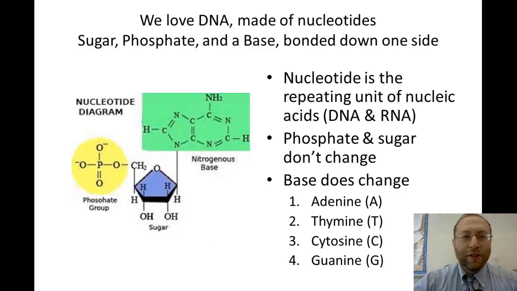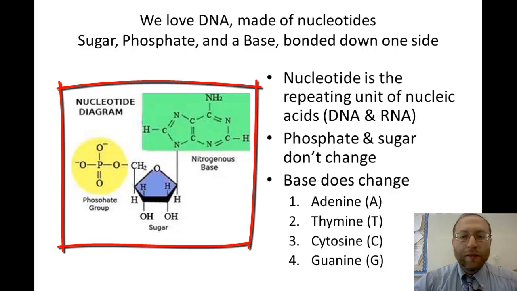Now we're going to go through the song bit by bit, and we're going to see how this song has to do with the structure of DNA. So the first line: we love DNA made of nucleotides. Well, a nucleotide, as we learned way back in the fall, is the repeating unit of nucleic acids. Nucleic acids are DNA and RNA.